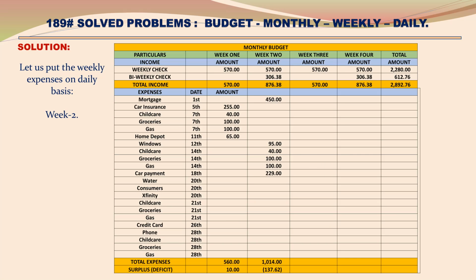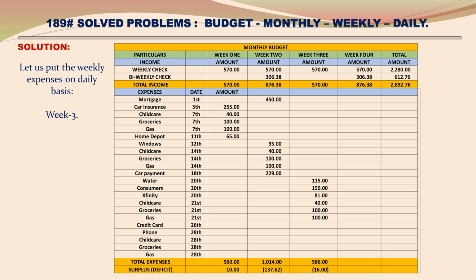Let us put the expenses on a daily basis for week 2. Mortgage on 1st 450, windows 12th 95, child care 14th 40, groceries 14th 100, gas on 14th 100, car payment on 18th 229. Total expenses 1014. Total income 876.38. There is a deficit of 137.62 during week 2.